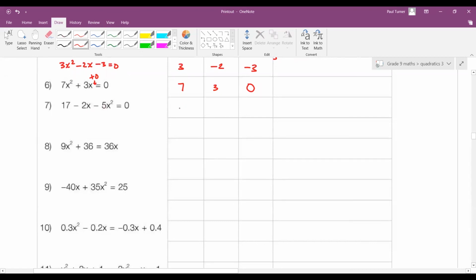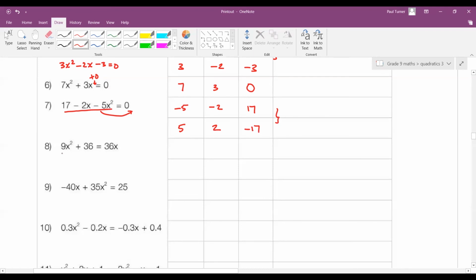So the first one, minus 5 for A, B is minus 2, C is 17. But you could put all of these on the other side, couldn't you? And then all the signs would change. So then you'll end up with 5x squared, 2x minus 17, like that. Again, you would only solve one. Don't try to solve both of them, you get the same answer.